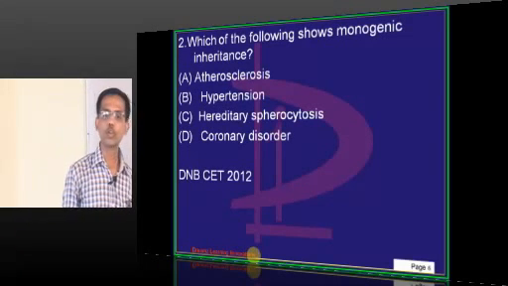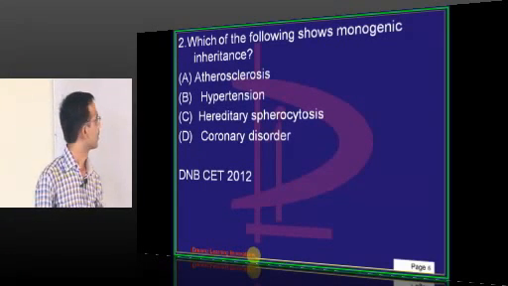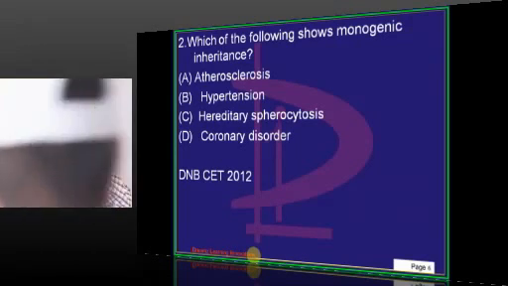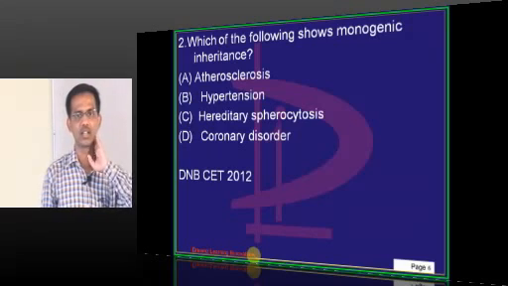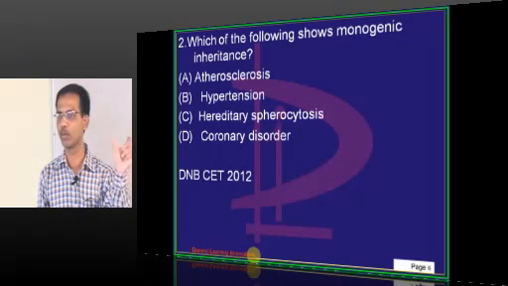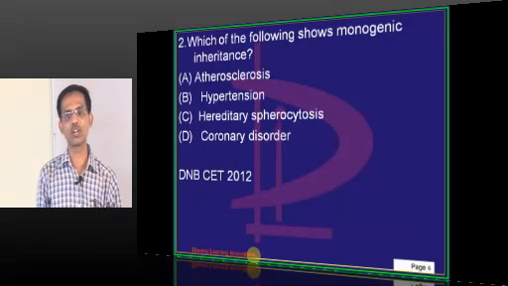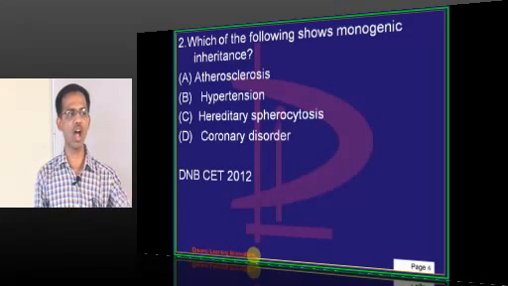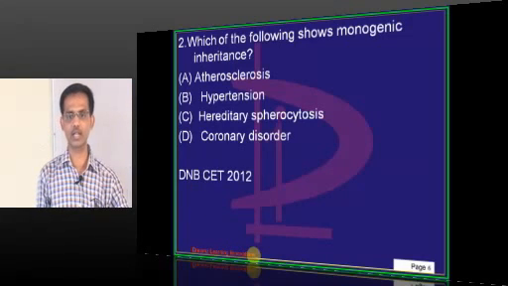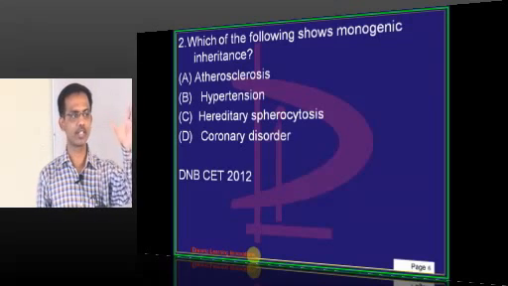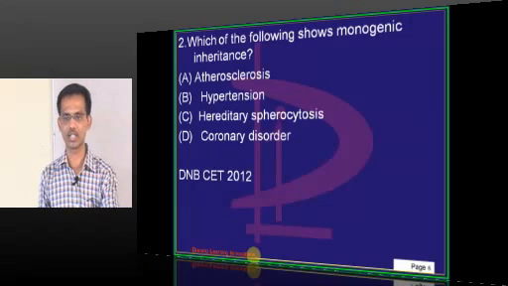Which of the following shows monogenic inheritance? Monogenic inheritance, what do you understand by that term? Then we'll go to the options. What do you mean by monogenic? It's self-explanatory. Monogenic, single gene disorders. Inherited disorders, we group them as single gene and multifactorial. Single gene disorders are those that Mendel described. Mendelian inheritance. They have a Mendelian pattern of inheritance. So it runs either as dominant or recessive.